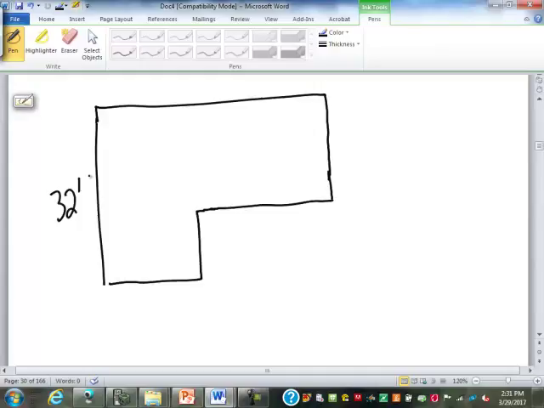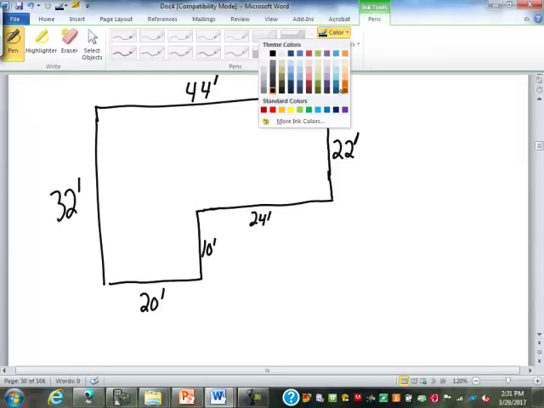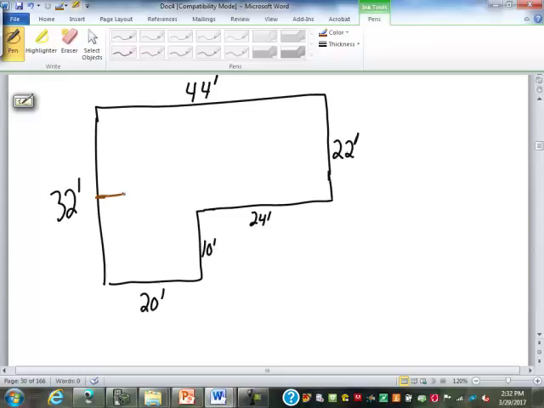This is 32 feet across here. We'll make this over here 22 feet. 44-foot run here, 20 foot here. So that makes this, of course, 10 foot and 24 foot. And what we're going to do is we're going to run the beam at the center of this 32-foot run. So that means this is 16 feet here and 16 feet here.